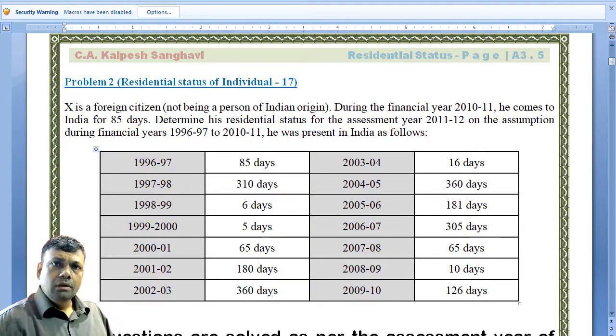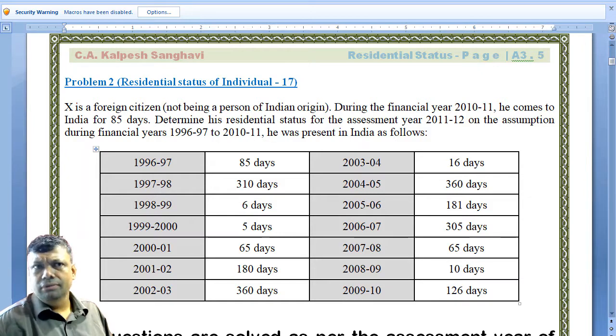Welcome, friends. Let us start with the further discussion of residential status. In my previous class, I've already explained the basics about residential status, and let me now take up one more question, a detailed one similar to what we solved in my previous class. It's a very good, handsome question.